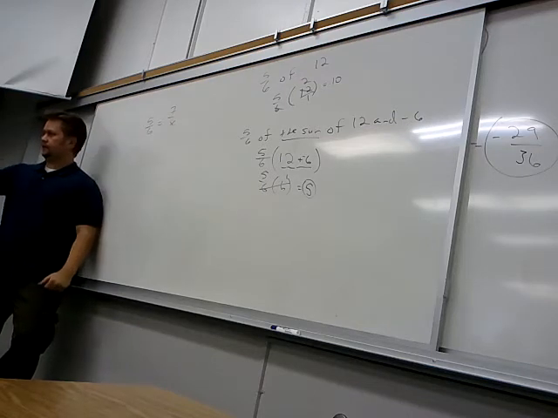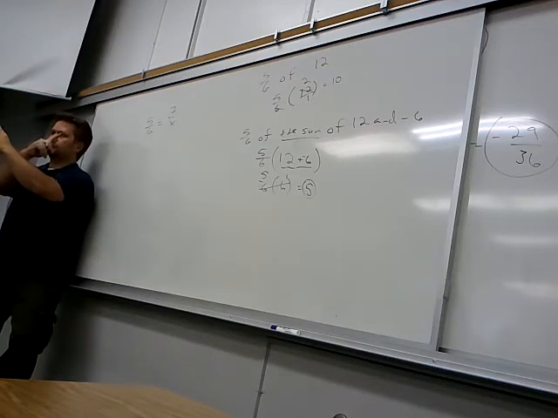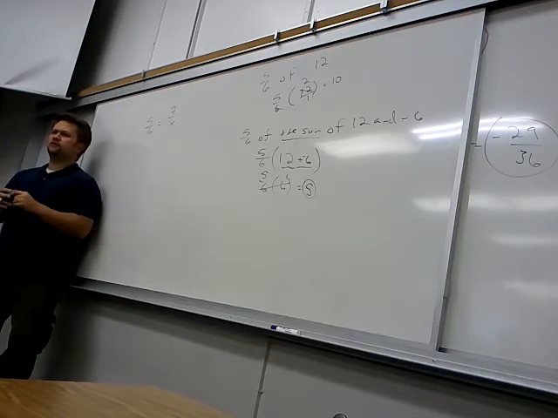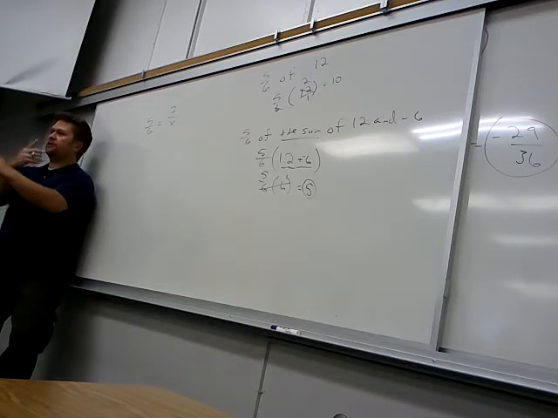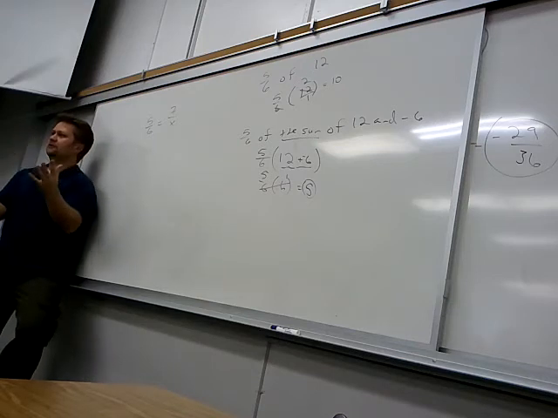But the shortcut is cross multiply. That's where people get confused. You hear the word multiply in there and you think, oh, when I multiply, I cross multiply. No, you multiply when you multiply.